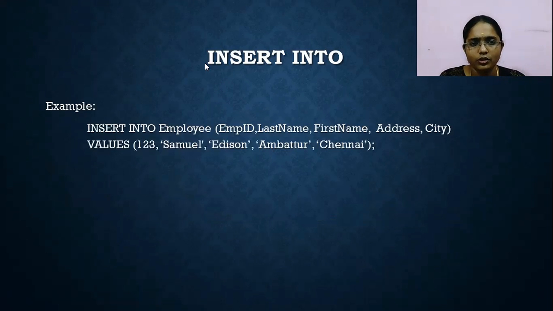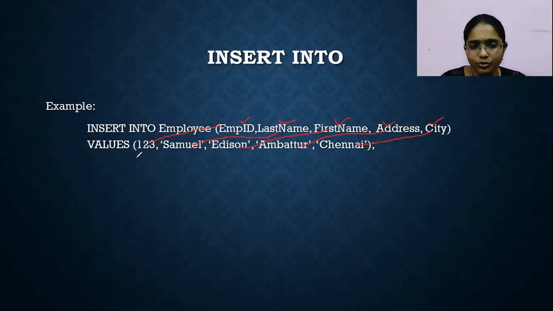The first example I have mentioned is insert into employee, and these are the columns: employee ID, employee last name I'm accepting, followed by the first name, address and city. These are the columns I'm accepting from the user, followed by values. The first value I have given is for employee ID, the next value is for last name, the next value is for first name, the next value is for address, and the last value is for city. The order you specified in the column names has to be followed here.